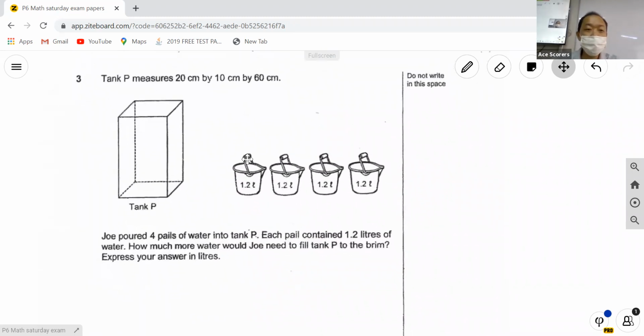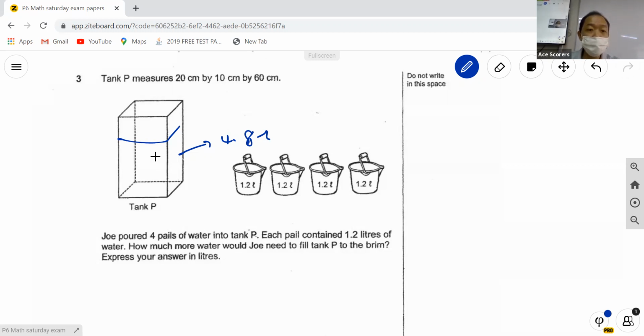Okay, this is tank P. It measures 20 by 10 by 60. Joe pours 4 pails of water inside. Each pail contains 1.2 liters. How much? So the whole thing is 4.8, right? Inside here there's 4.8 liters because Joe poured this inside. How much more water would Joe need to fill the tank?